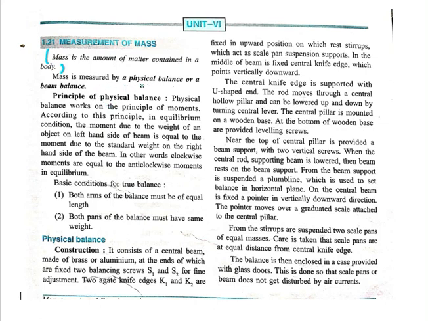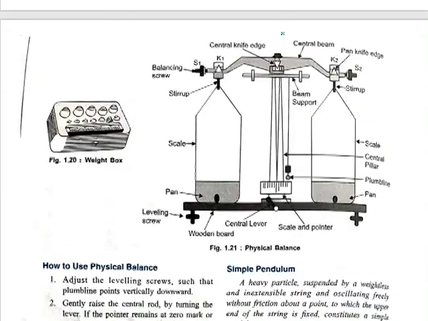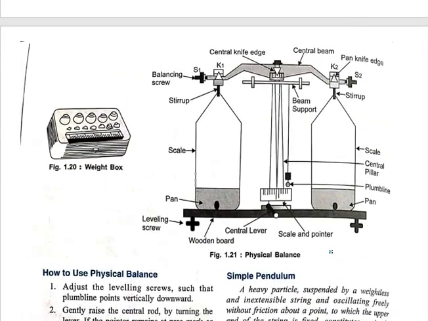So how do we measure it? Mass is generally measured by a physical balance, like when we go to the market to buy something, or a beam balance. We need not know the construction of the physical balance. Just remember that mass is measured generally by a physical balance or beam balance. The photo is here. This is the physical balance, with a pan there, so we can balance it.